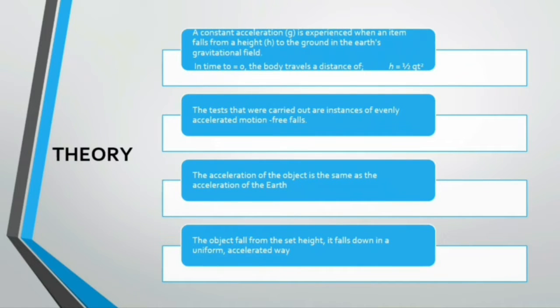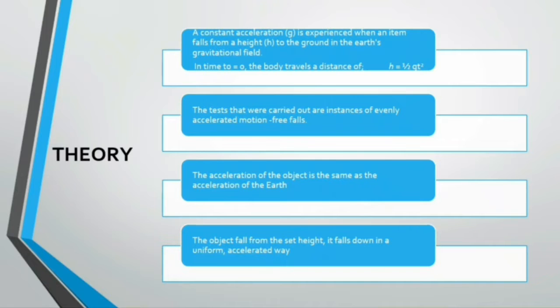First, a constant acceleration is experienced when an item falls from a height to the ground in the Earth's gravitational field. If the body starts at time t0 equals 0, with initial velocity v0 equals 0, the distance it covered in the time t is h equals half g t squared.